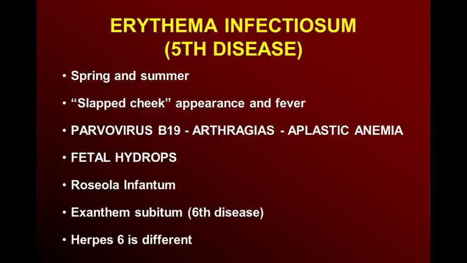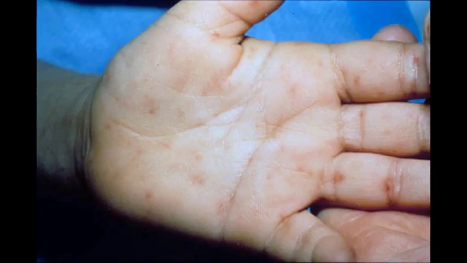This is called the slapped cheek syndrome. Okay, this is erythema infectiosum, fifth disease. It is caused by parvovirus B19. It's very, very, very sinister in terms of its effects on fetuses. Okay, it causes essentially heart failure in fetuses. Okay, it causes fetal hydrops. So one of the advice you must give to women at all stages of their pregnancy: stay away from kids that have rashes.